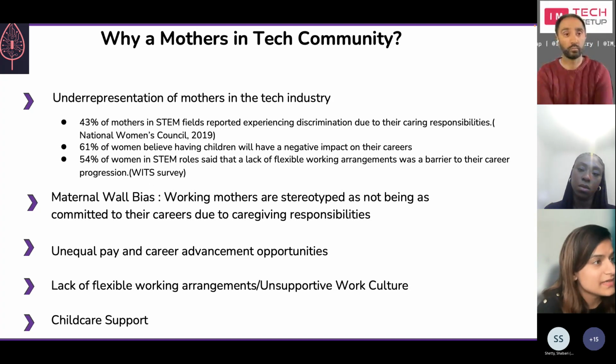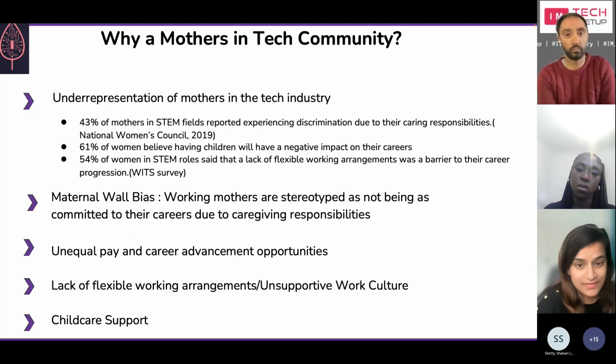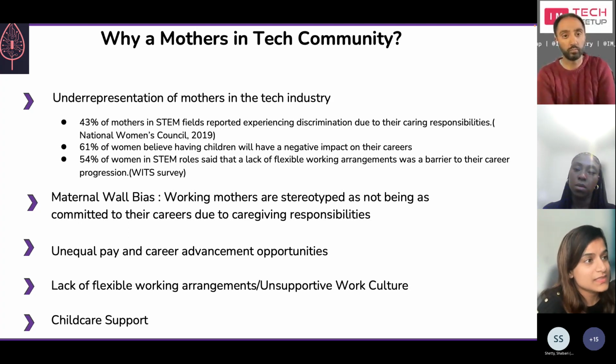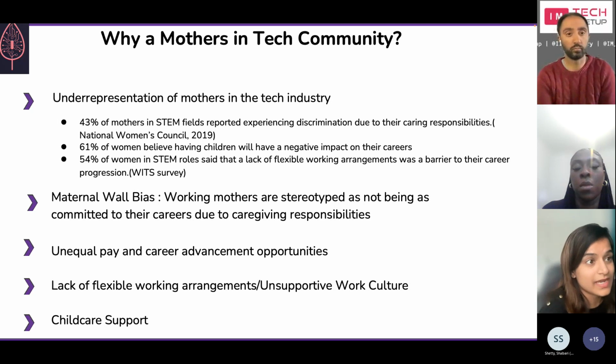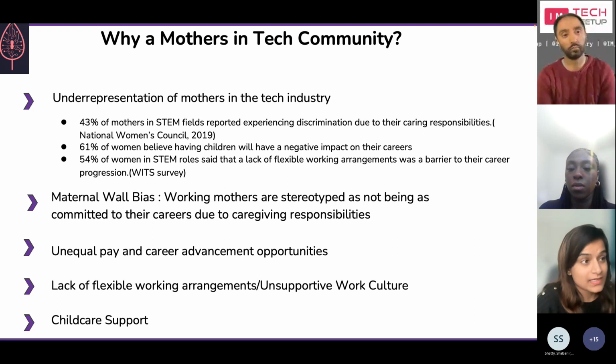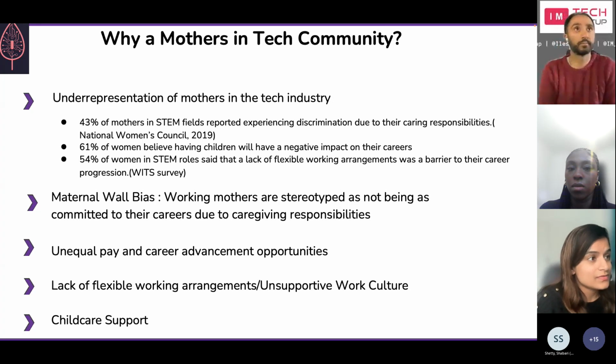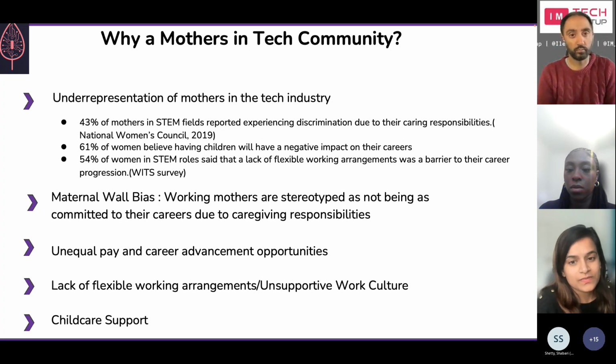You can see 43% of women, of mothers in the STEM fields, reported experiencing discrimination due to caring responsibilities. 61% of women believe having children will have a negative impact on their careers. 54% of women in STEM roles said that a lack of flexible working arrangements was a barrier to their career advancement. So these statistics suggest that women and mothers are significantly underrepresented in the tech industry here in Ireland.